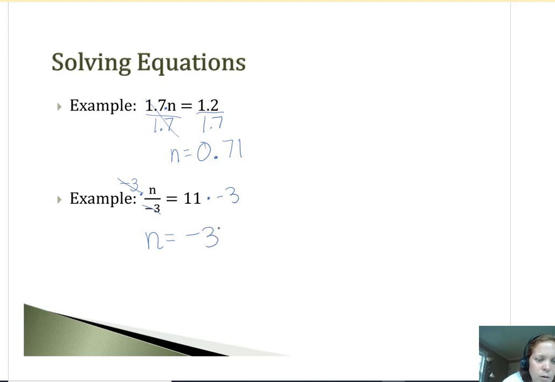11 times -3 is -33. I'm going to check this one. -33 divided by -3. Yep, that would be 11. Because a negative divided by a negative is positive. 33 divided by 3. Yep, that would be 11.